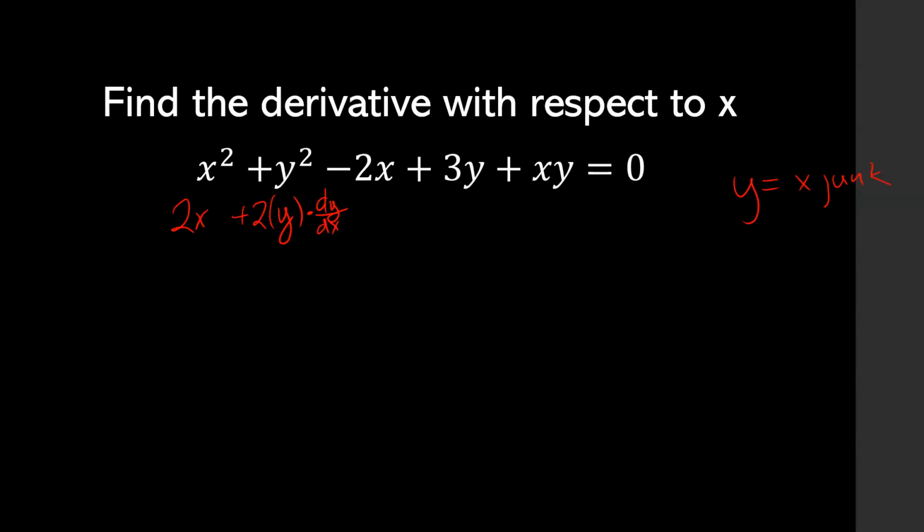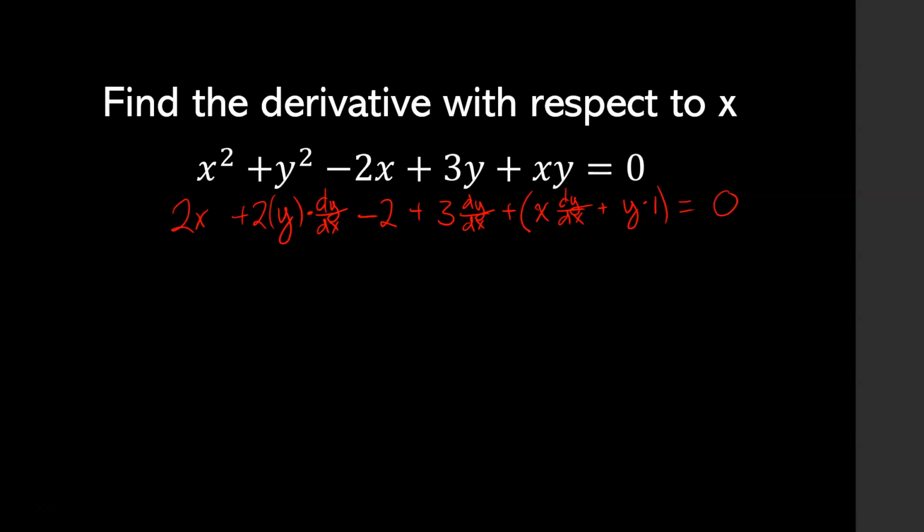So what's the derivative of negative 2x? That's easy. A negative 2. What's the derivative of 3y? Well, that might be easier to explain. So the derivative of 3y, or 3 times all that junk, would be 3 dy dx. Okay, x times y is a product of two functions. And the derivative of a product of two functions is the first function times the derivative of the second function plus the second function times the derivative of the first. The derivative of 0 is always 0. Doesn't matter from a derivative perspective.